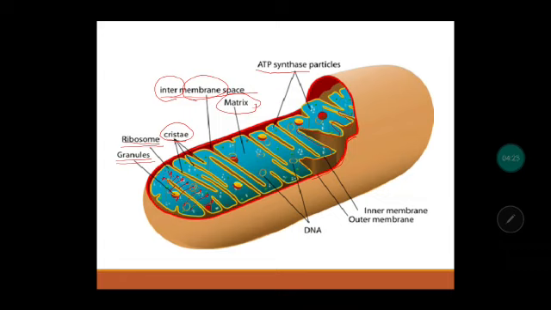Then you can see DNA, deoxyribonucleic acid. Remember, it is our genetic material. So mitochondria contains its own genetic material. Mitochondria is an organelle which contains two membranes, inner membrane and outer membrane. It contains its own ribosomes and its own DNA also.